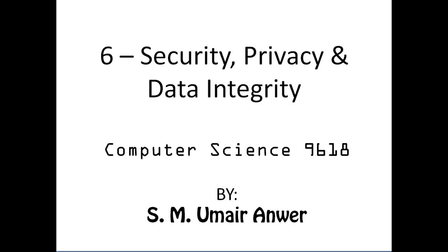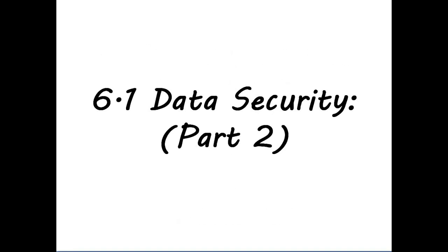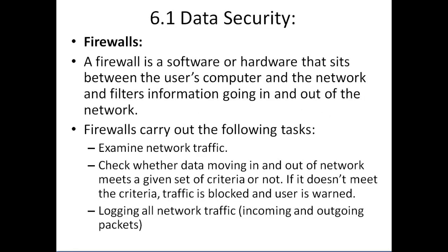Welcome to another computer science lecture for 9618 AS level, and we are going to continue discussing section number 6, security, privacy and data integrity. Last time we discussed half of section 6.1, that was data security, and we are going to continue discussing it today as well. So the next data security method that we have in our syllabus is known as firewall.